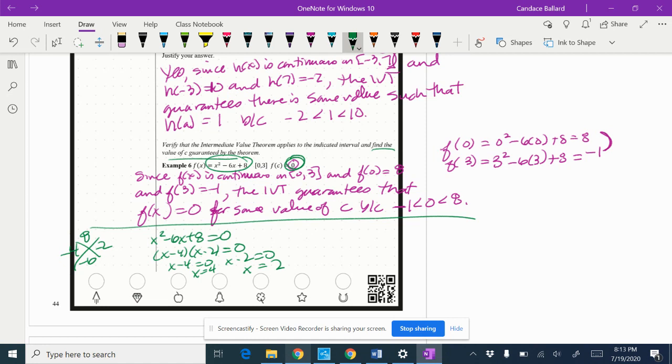Now, to get our actual c value, we have to double check to make sure these are actually on the interval that was given. So 4 is not between 0 and 3. So 4 is not our c value. Our c value is this 2 because it is on the interval. So c equals 2. And I'm just going to write a reason. You don't have to. But I would write this down for your notes, because 4 is outside the interval from 0 to 3.